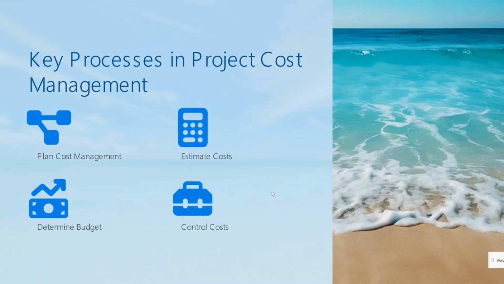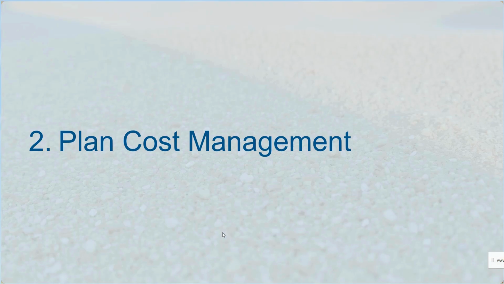So next we have the key processes in product cost management. First, we have plan cost management, then estimate cost, then we will determine budget, then we will control the cost. Each of these processes plays an essential role in ensuring the success of a project by managing its finances effectively.